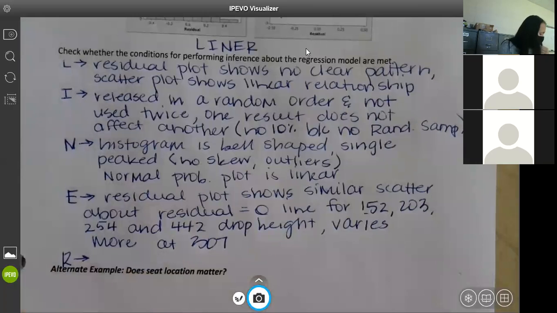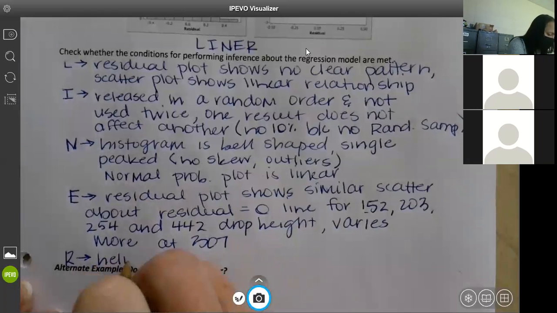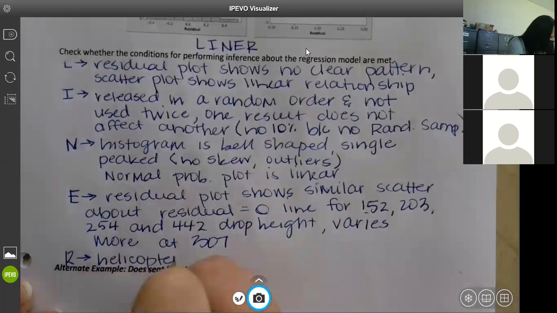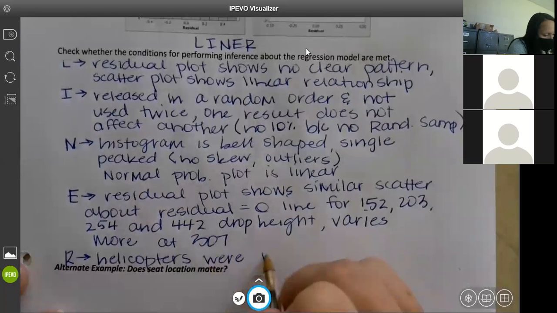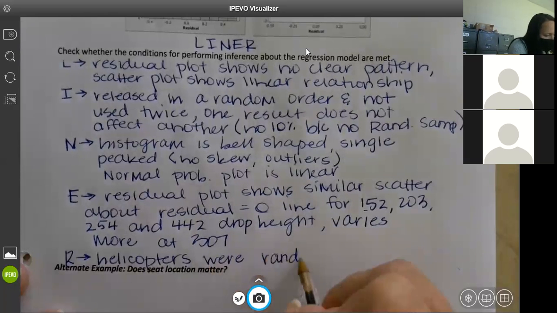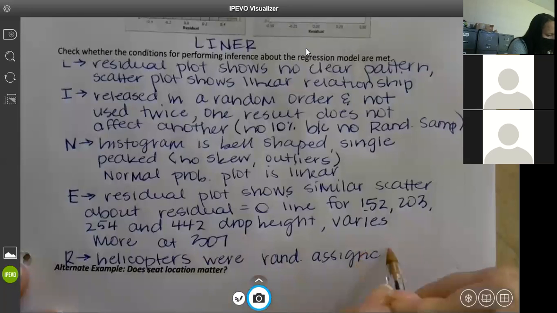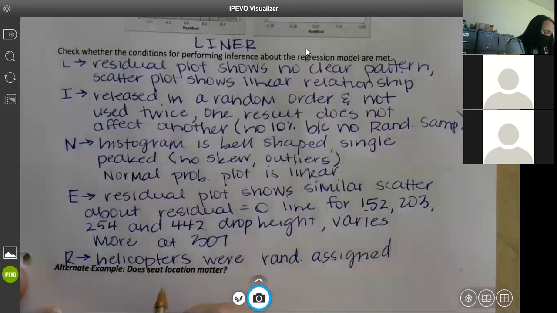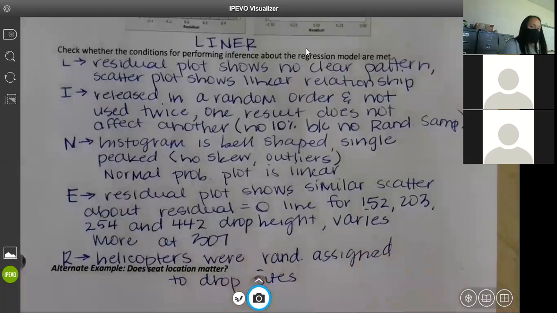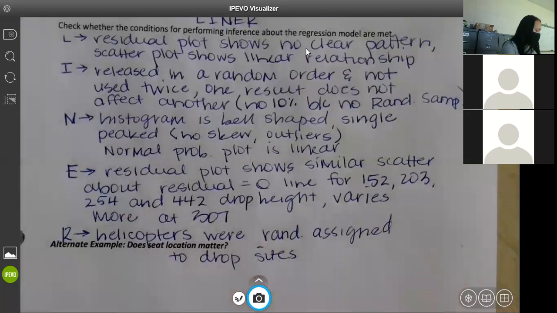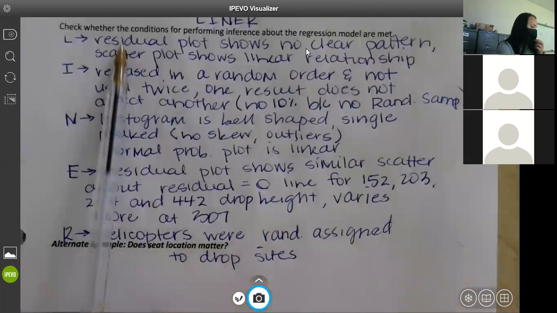Okay. And then random, just like normal, the helicopters were randomly assigned to drop sites. Or you could even say drop heights, it doesn't matter. Well, we have this much for everything we do. Now, remember what I told you, this is one too many, okay?